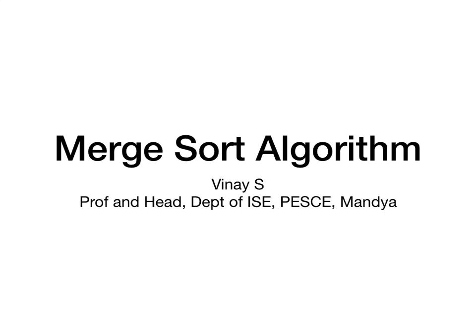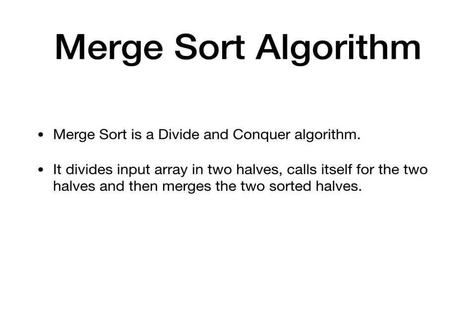Today we'll be looking at the merge sort algorithm. Now, merge sort comes under the category of divide and conquer, where we basically divide the given problem into subproblems and then solve the subproblems, and the solutions to the subproblems will eventually lead to the solution to the original problem. The algorithm divides the input array into two halves, and then keeps on doing that and finally merges the two halves which have been sorted.